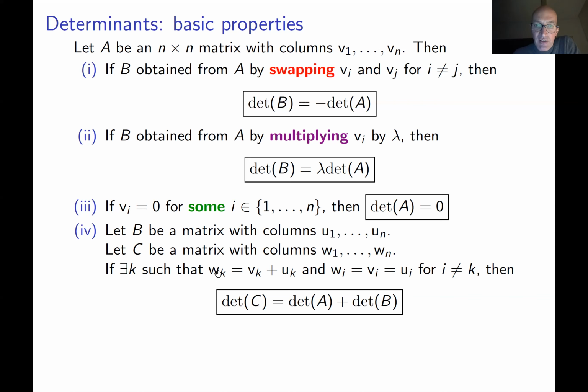These are the kth column of matrix C, the kth column of matrix A, and the kth column of matrix B. But all other columns are identical, they're equal to each other. And then the determinant of C is the sum of the determinants of A and B. This is, in my opinion, the fourth most fundamental property of determinants.